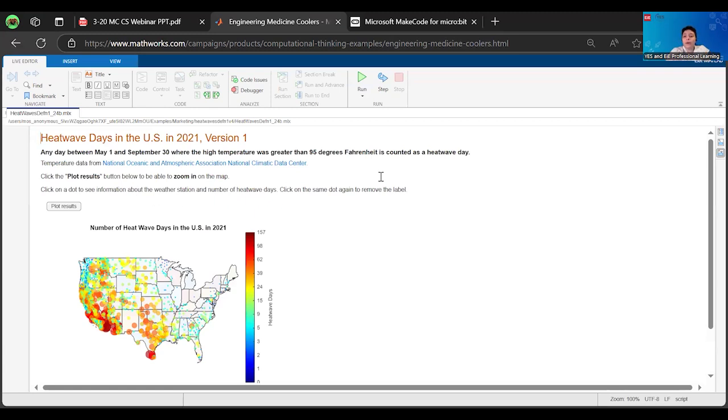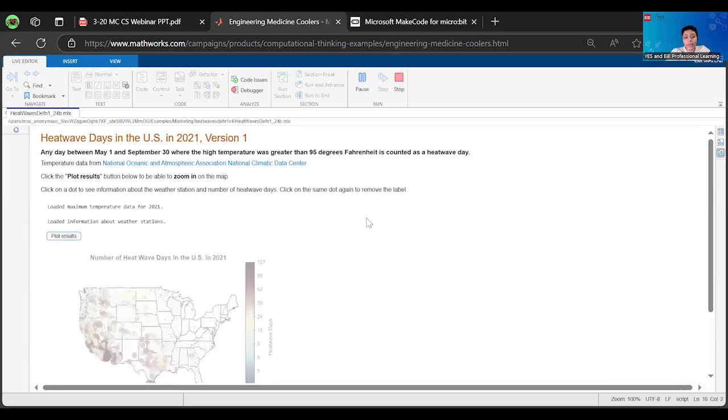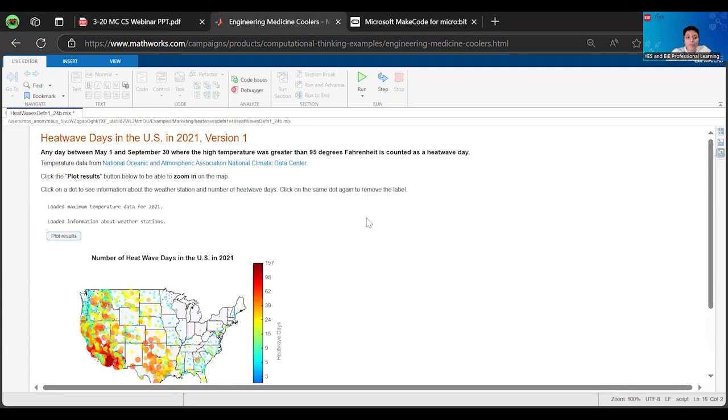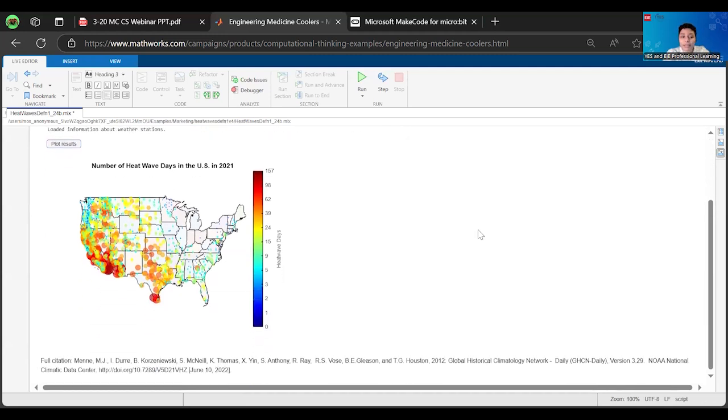So when you are logging in, you would ask students to figure out what is their definition of a heat wave, right? Because this is one of the examples where other people might be affected by hot and high temperatures where medicine could go bad. So specifically, heat waves, if you plot the results here, you'll see that they're defining a heat wave as any day between May 1st and September 30th, where the high temperature was greater than 95 degrees Fahrenheit. So that's what it's counting as a heat wave day.